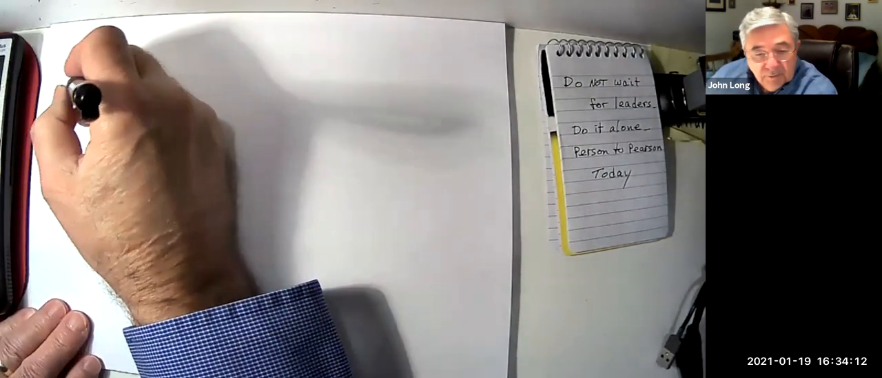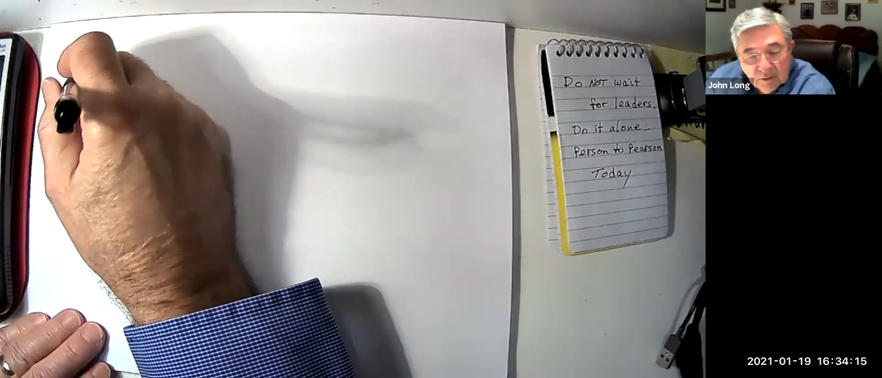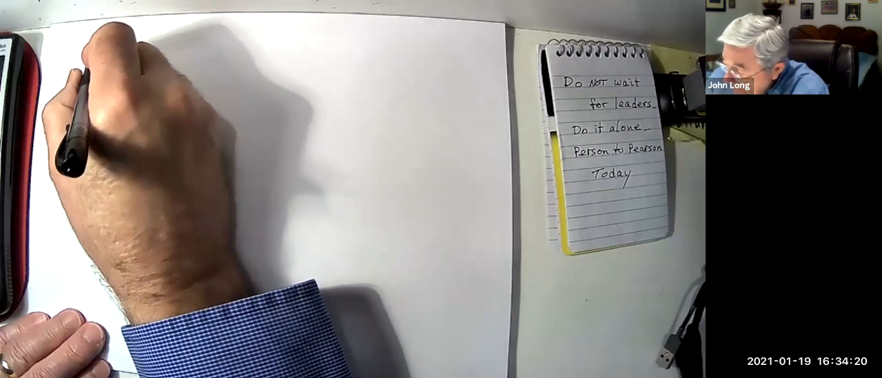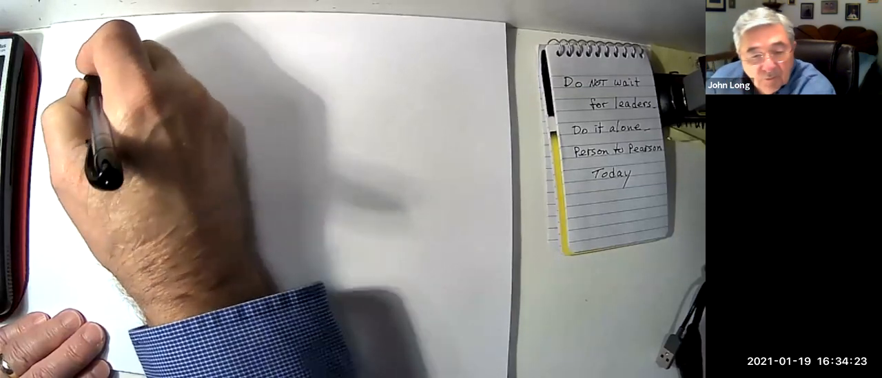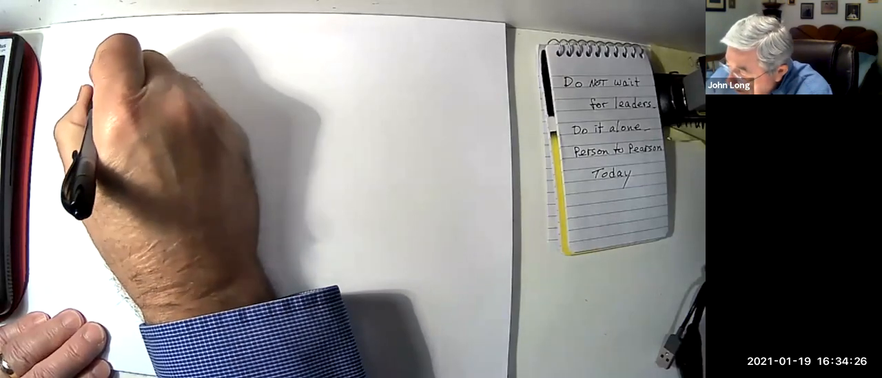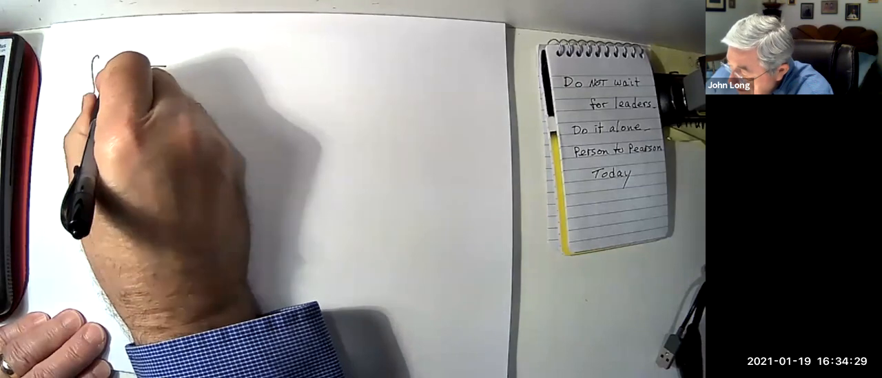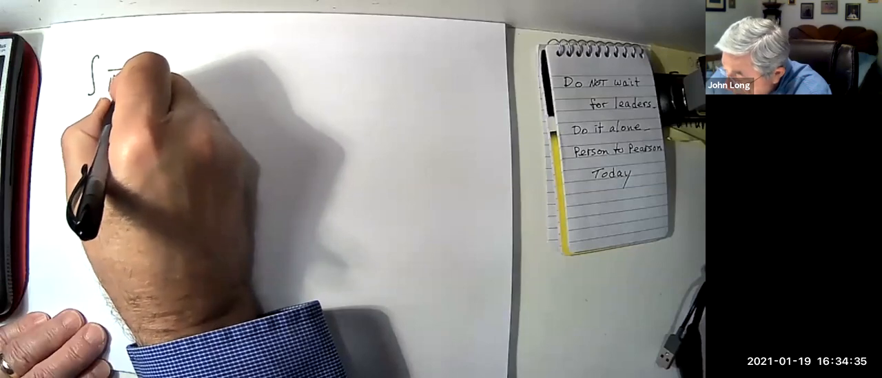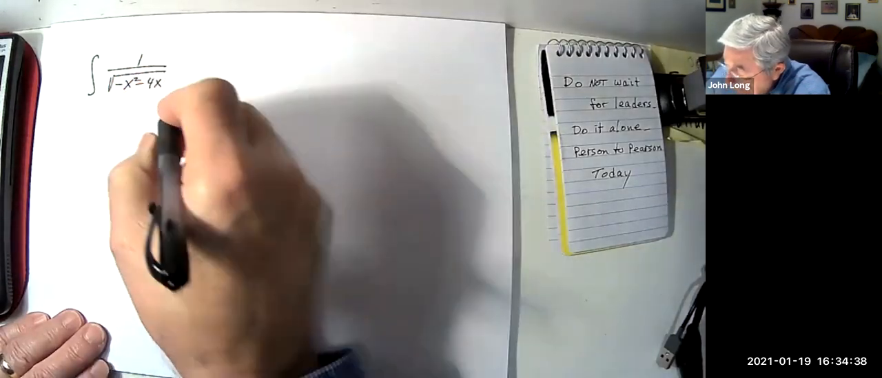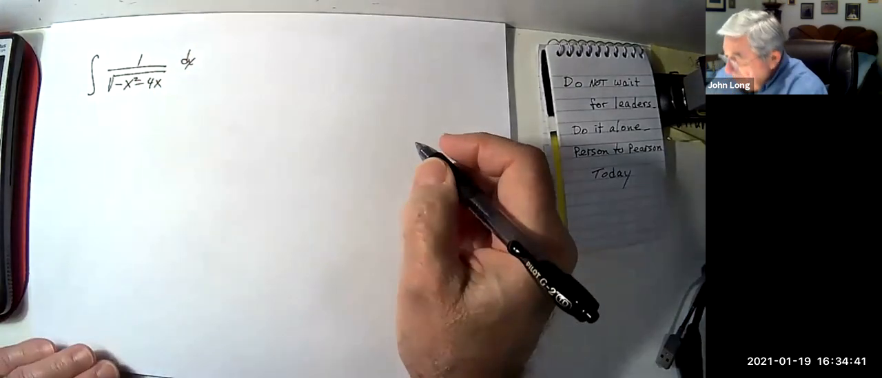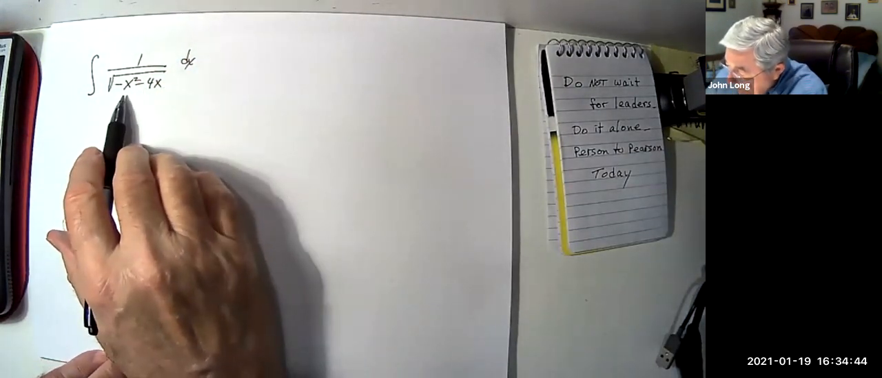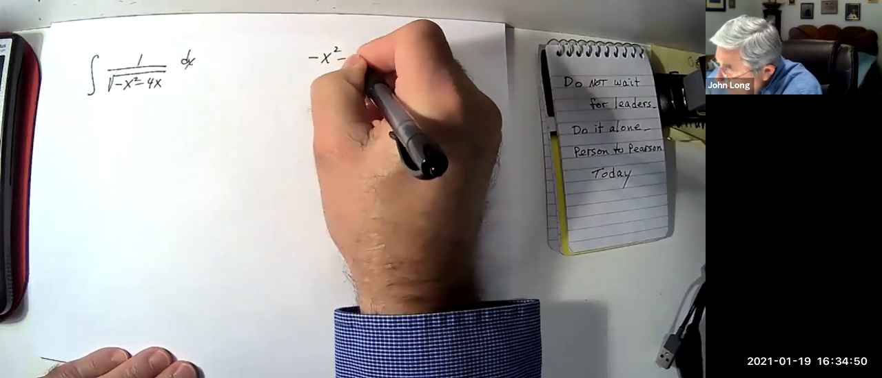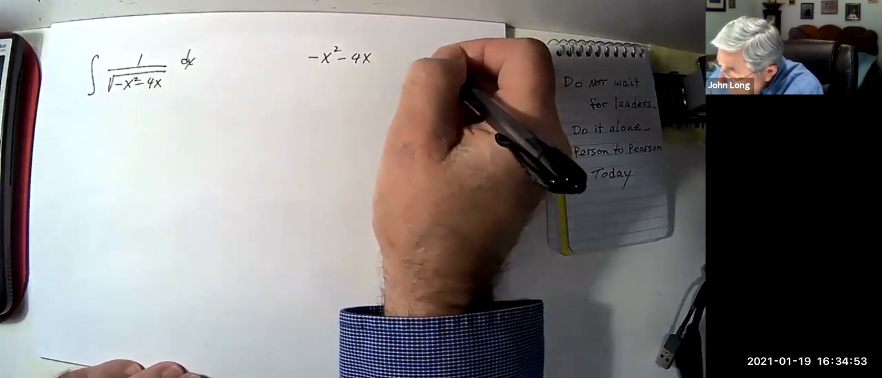Okay, let's do one more of these completing the square problems. Here is the integral of 1 over the square root of minus x squared minus 4x dx. So again, it doesn't quite fit any of our formulas, but we're going to look at this minus x squared minus 4x that's here.